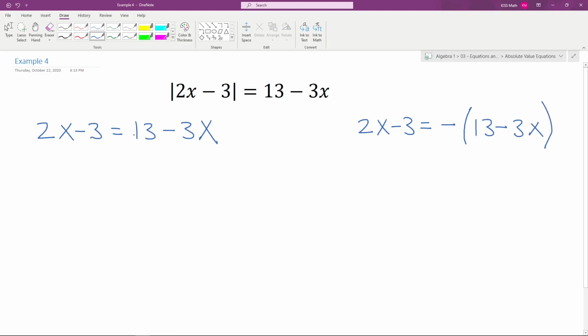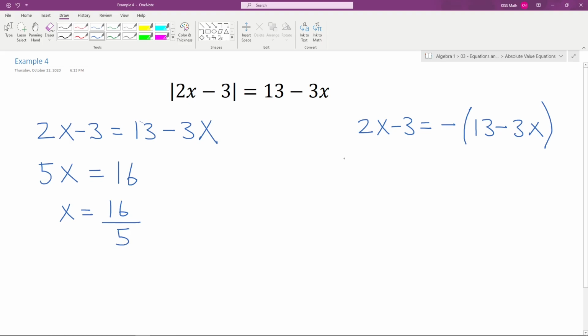Okay, so let's solve this one first. So I'm going to collect like terms. So I see this -3x, move it over here. That'll give me 5x. And then this -3 will have to go on the other side. That gives me 16. So x equals 16 over 5.